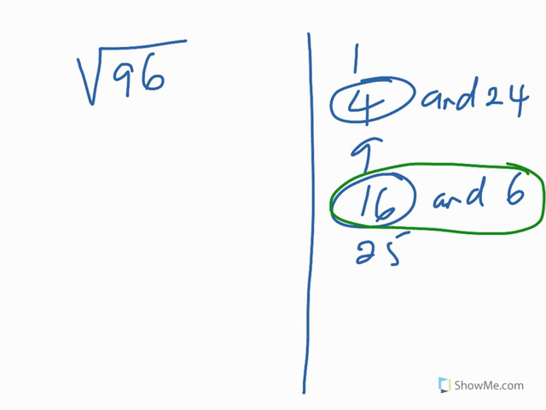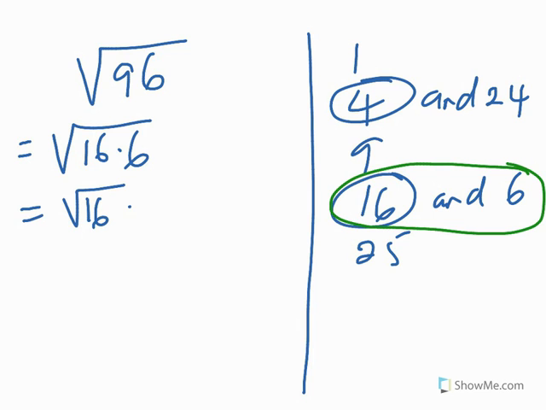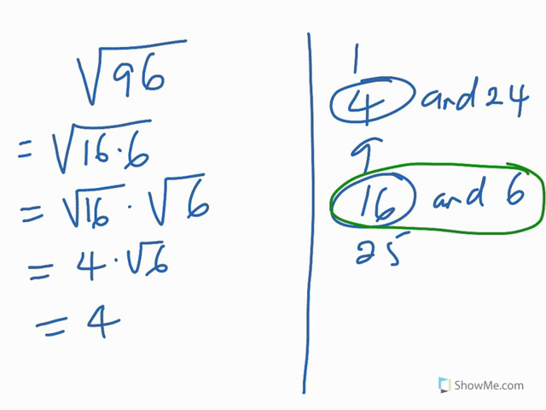If we use it, it's going to give us the square root of 16 times 6, which is the square root of 16 times the square root of 6, which is 4 times the square root of 6, which is 4 square root of 6. Of course, you can simplify further. You can simplify the square root of 6.